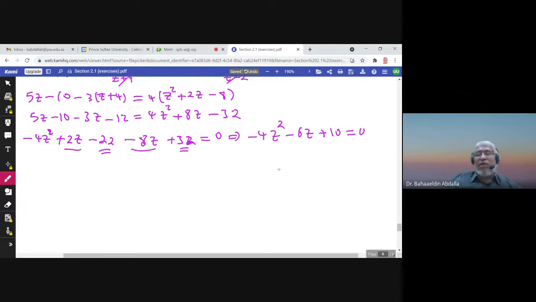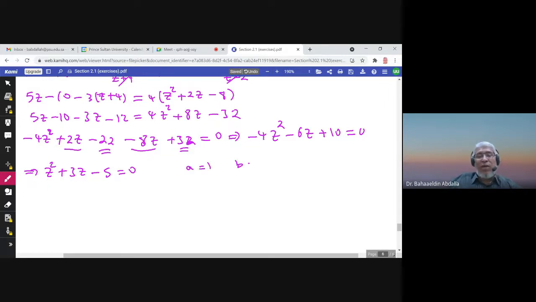Now to solve this equation, I'll do something. I will divide by negative 2. So I will have z squared. Negative 6 over negative 2 is plus 3. 10 over negative 2 is negative 5. Well, I cannot find two numbers whose product is negative 5 and whose sum is 3. So I have to use the quadratic formula.